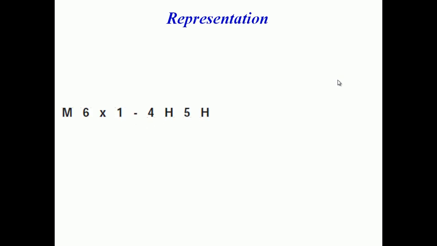So next one is representation of the thread. How to represent? So if you see this particular value, M6 cross 1 hyphen 4H5H, this is the representation of a screw thread. This is also one of the important specifications of a thread. Here I am going to explain the internal thread, particularly right hand.